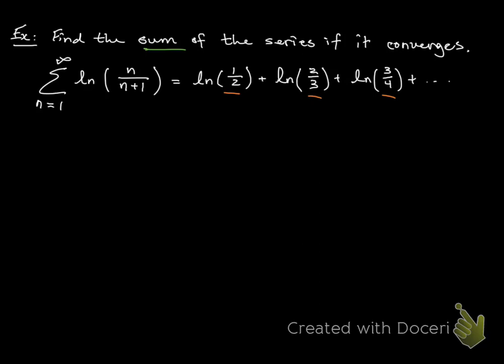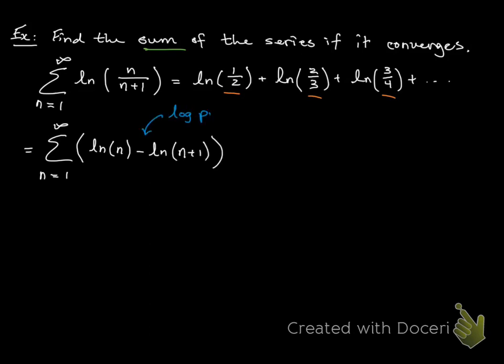But remember what natural log of a fraction is. It's really the difference in natural logs. So this is the same, with properties of logs, as natural log of n minus natural log of n plus 1. And that's from my log properties. And there it's a little bit easier to see that I might have some telescoping action here.